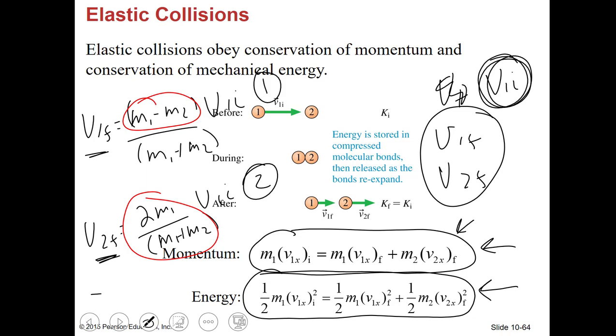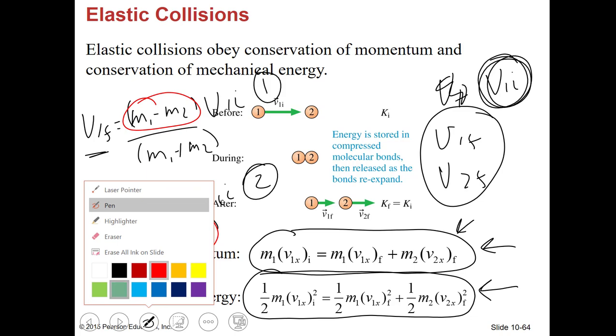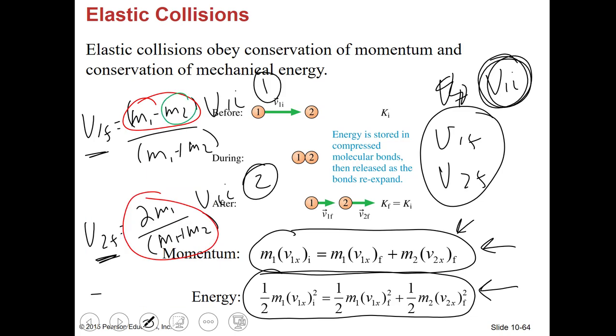Now, if mass 2 was bigger than mass 1, that's what we actually did in the lab, the first mass would turn around and go back the other way. And you see that that works too, actually. Let me go to a third color. When M2 is bigger than M1, V1 final is negative.